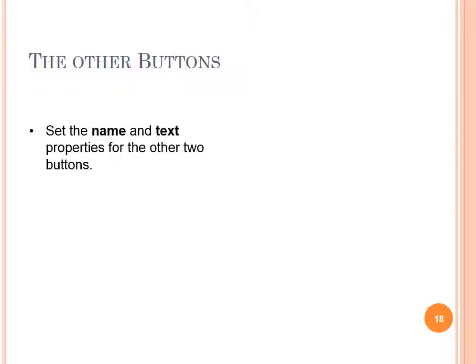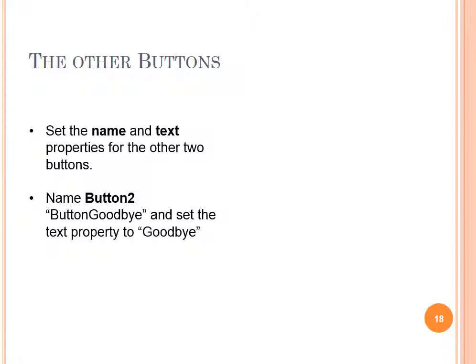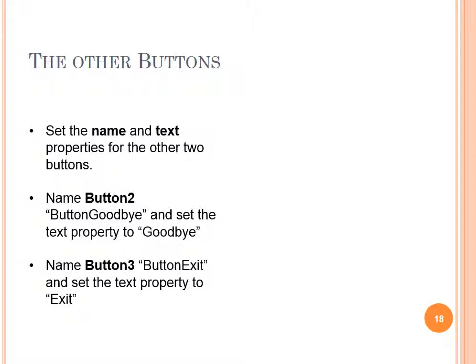Now we need to set the properties for the other 2 buttons, and we want to set again both the name and the text properties for each. I'm going to give you the names and the text property, and you just fill it out on your own. Button 2 we're going to call button goodbye, and its text property will be goodbye. That's what it'll actually say inside the button. And button 3 we'll call button exit, and set its text property to the word exit.